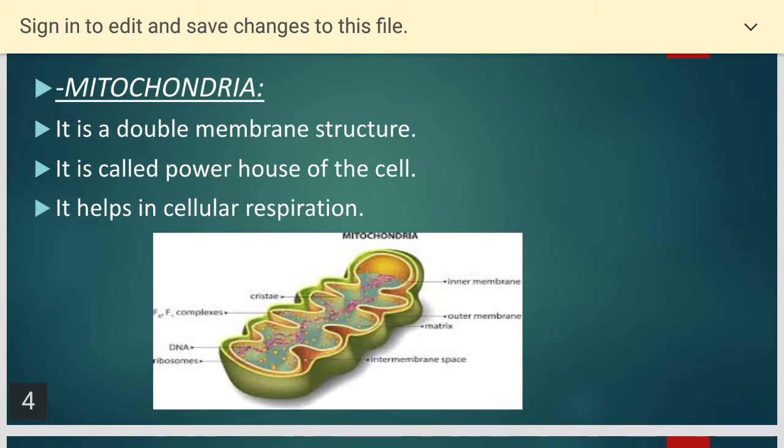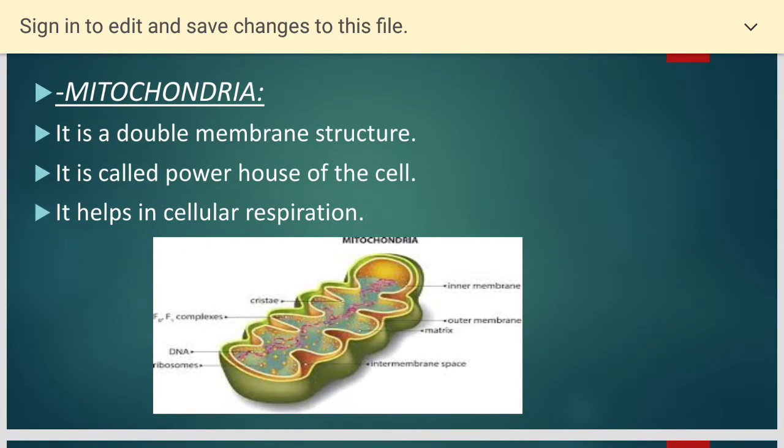The next cell organelle is mitochondria. Mitochondria is present both in plant cell and animal cell. It is a double membrane structure. The inner membrane is folded into structures called cristae. It is called the powerhouse of the cell because it provides energy to the cell by the oxidation of food. That is why we say it helps in cellular respiration.